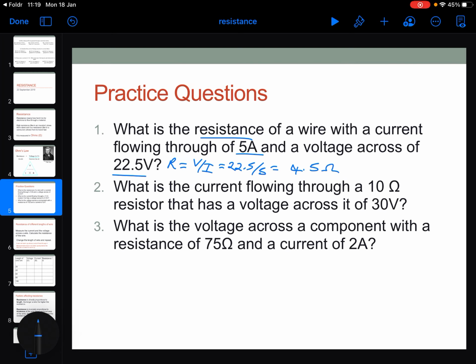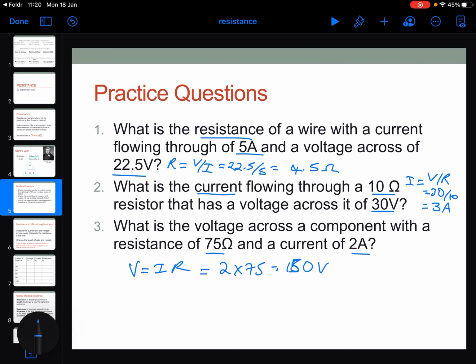Number 2, you're working out current, so that's V over R. V is 30, R is 10. 30 divided by 10 equals 3, and it's current, so it's amps. Number 3, what is the voltage across the component? So V equals IR. I is 2, R is 75. 2 times 75 equals 150, and it's potential difference or voltage, so it's volts. It's a 5. It looks a bit more like a 3, doesn't it?